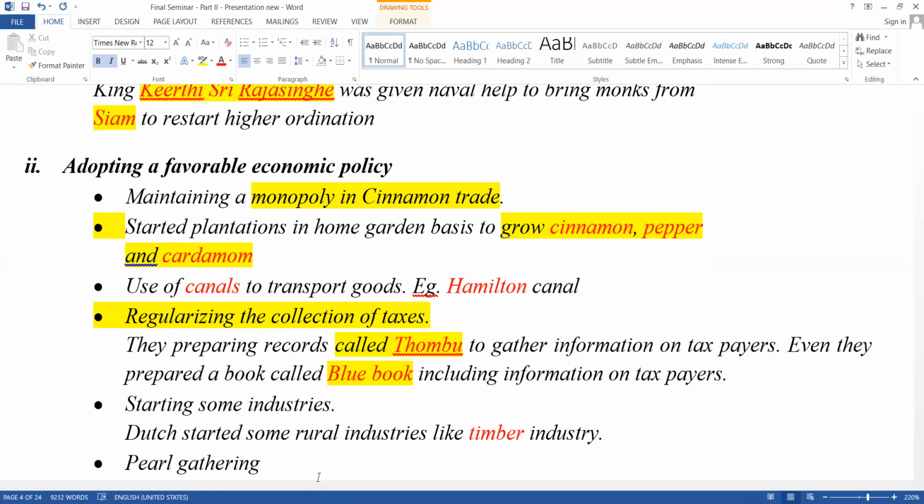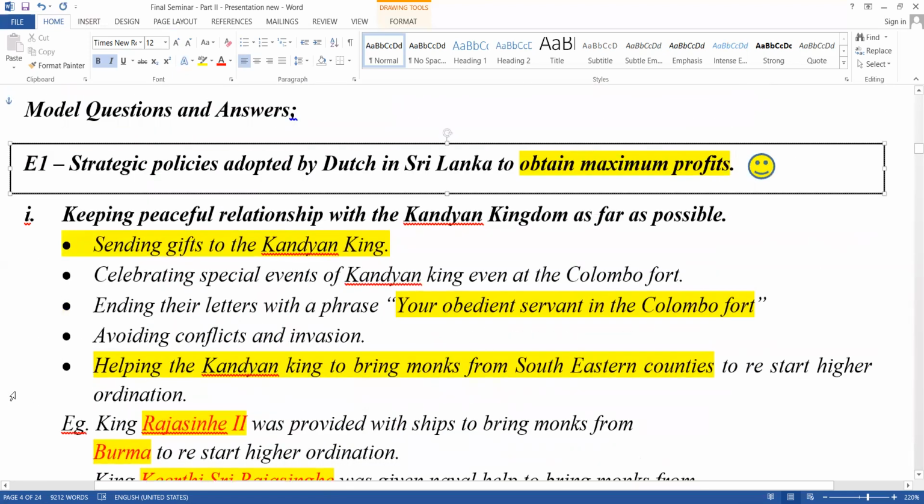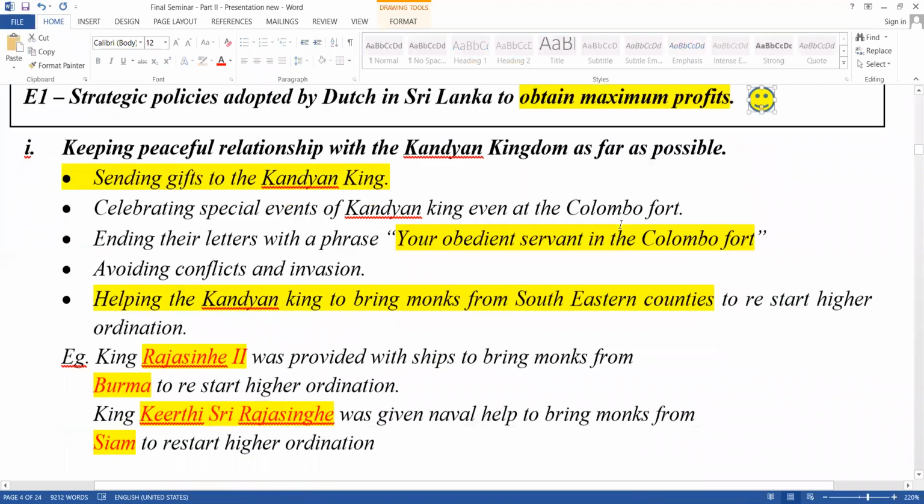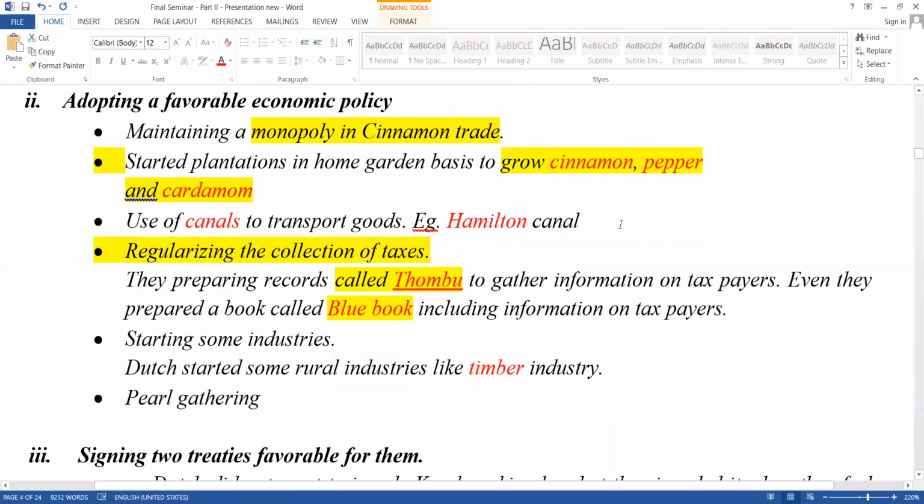If this question is given, usually they ask to write under how many headings? 3 headings. So we have discussed 3 headings. Right? So the third one is signing 2 treaties favorable for them. Can anyone tell me what are the 2 treaties that they have signed with Sinhalese kings? Dutch. Anyone who has studied?